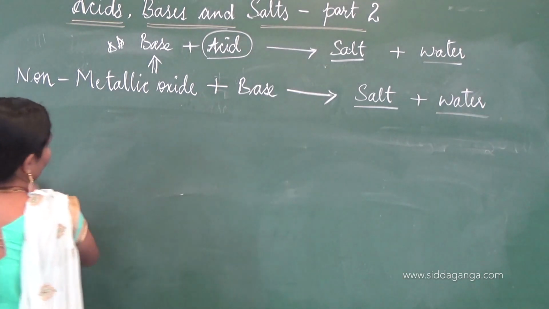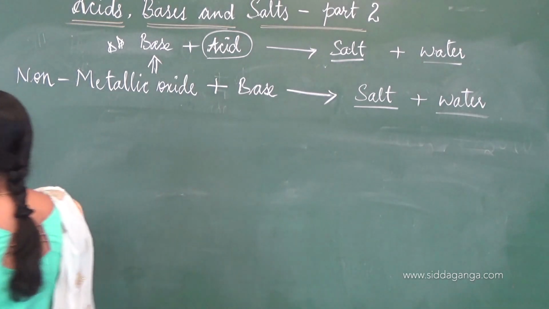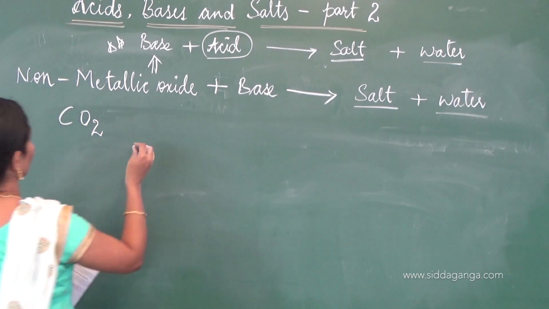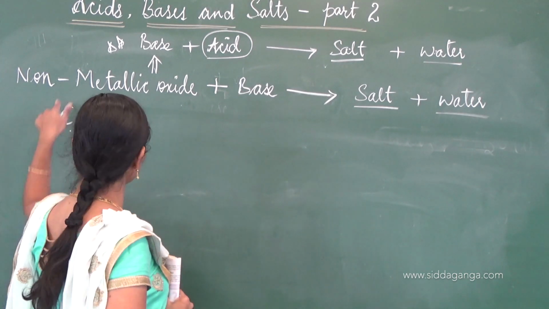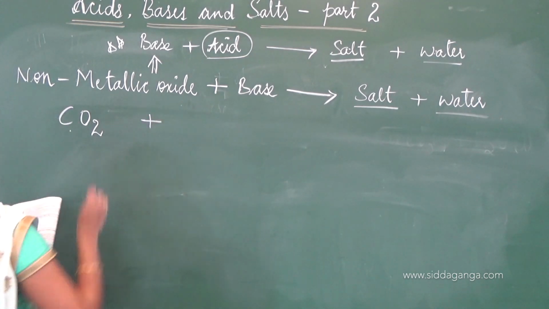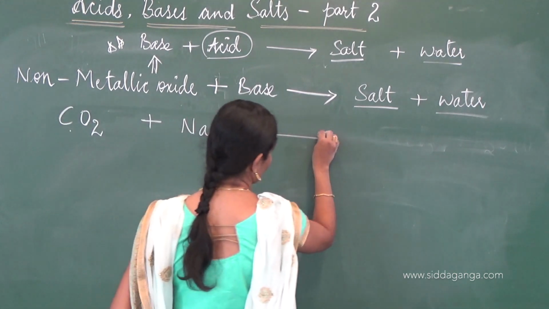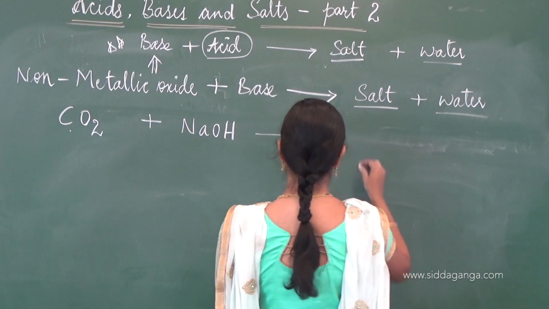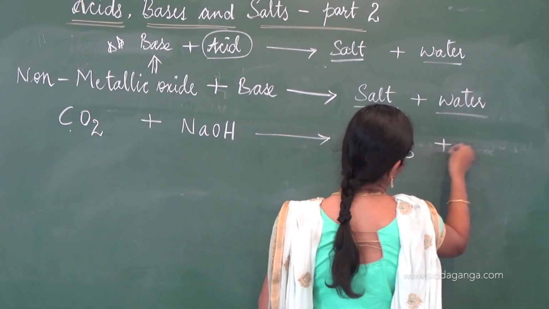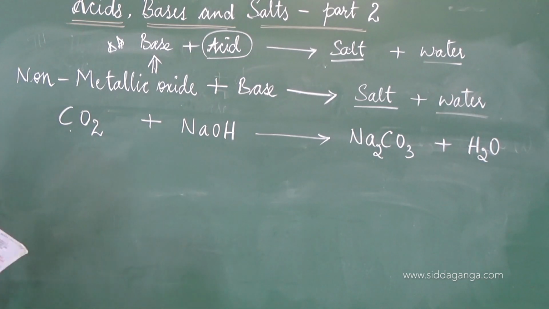Here we take non-metallic oxides. We'll write a few examples. CO2 is a non-metallic oxide. Carbon is a non-metal, right? Carbon is a non-metal and its oxide is CO2. It is as simple as this. Plus base, we'll take a base NaOH. It also yields salt and water. The salt obtained is Na2CO3 plus water. Please check it out and see if the equation is balanced.